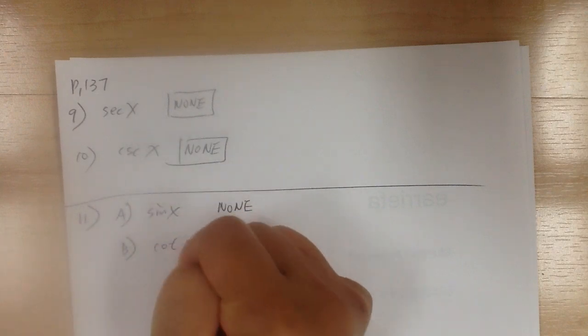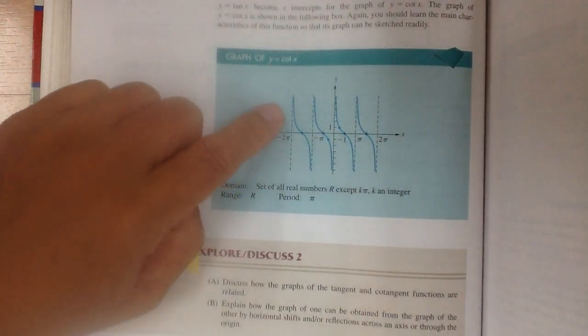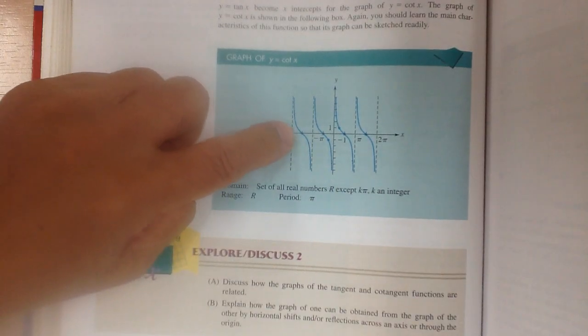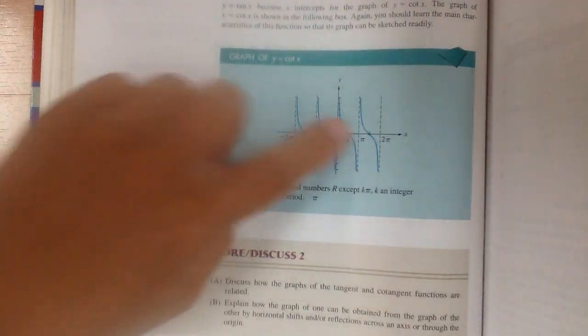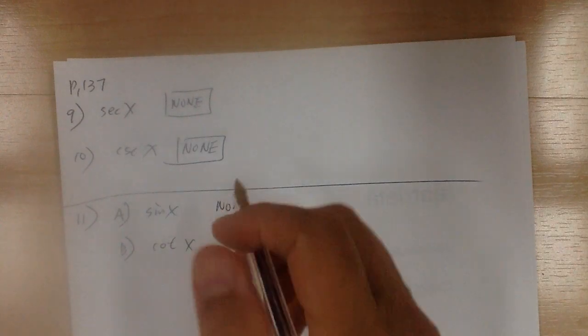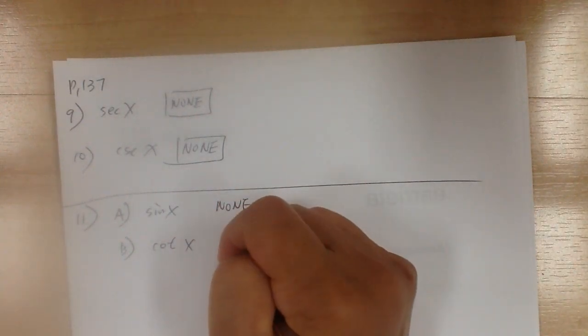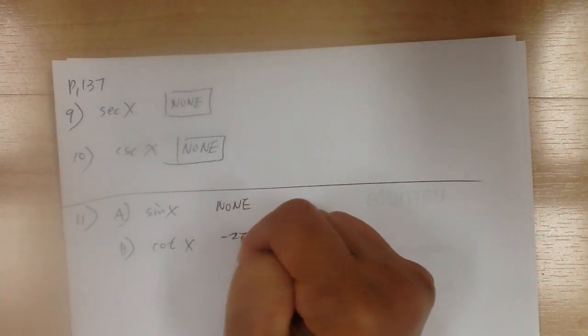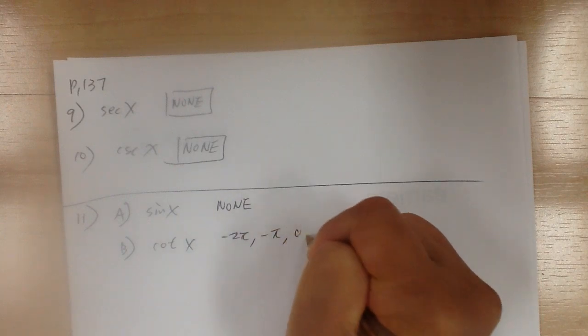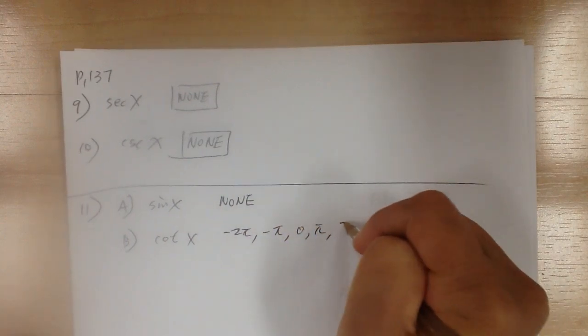Okay, B for cotangent X. For cotangent X, again, if you look at the cotangent graph, undefined is where the dashed line is. So you're going to be here, here, here, here. Okay, so there are 5 places. Again, undefined is when you have the asymptotes. So you're going to get negative 2 pi, negative pi, 0, pi, and 2 pi.